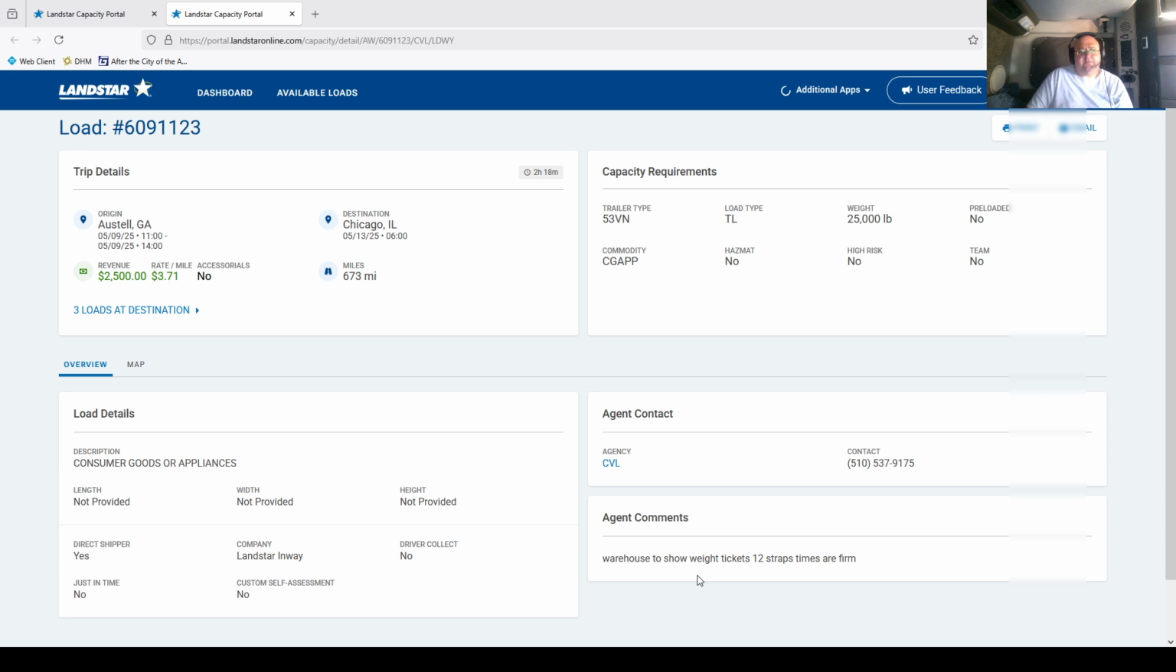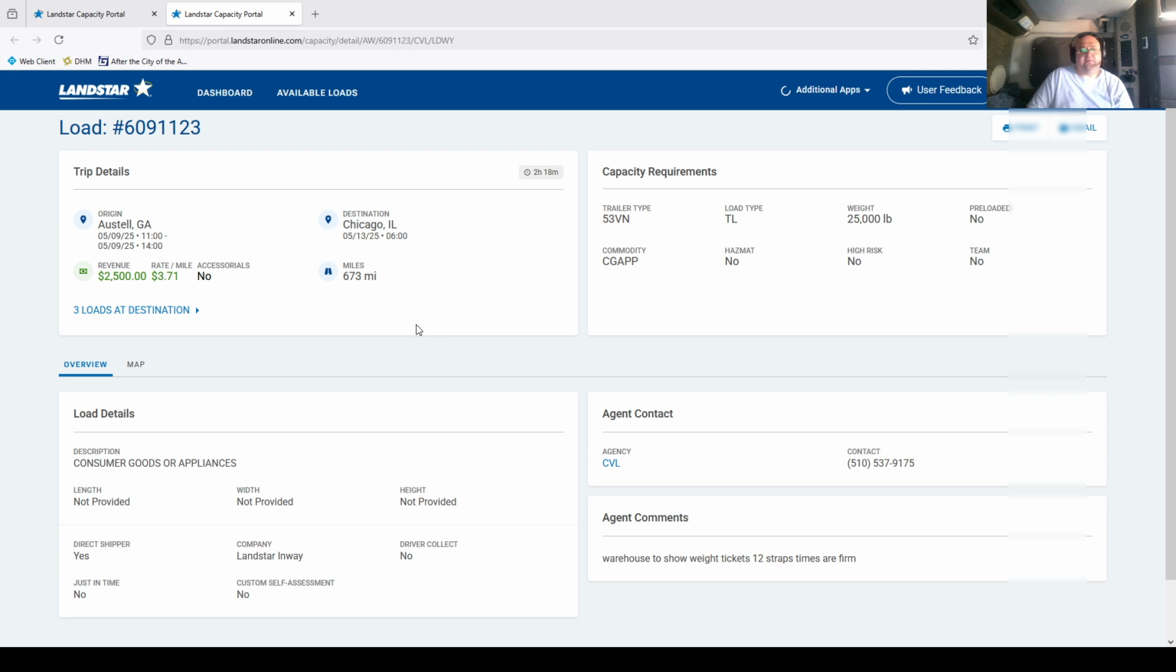So it has very firm appointment times, and you have to get weight tickets. I don't know if you're probably gonna have to scale the load and pay for weight tickets, or maybe you scale on site and they have weight tickets or something. I have no idea, but they're probably paying by the pound for whatever it is that you're bringing in.